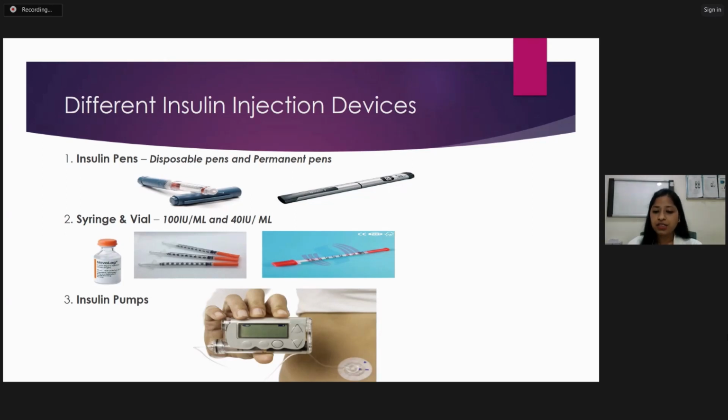The coding for these two syringes is: the 100 international unit syringe has an orange color cap and the 40 international unit syringe has a red color cap. So it is very important that we tell the patient to match the strength of the syringe with the vial. If it is a 100 IU vial, they have to take a 100 IU syringe, and if it is a 40 IU vial, they have to take a 40 unit syringe. And the third one is insulin pumps, which we are not discussing today because it is a vast topic.